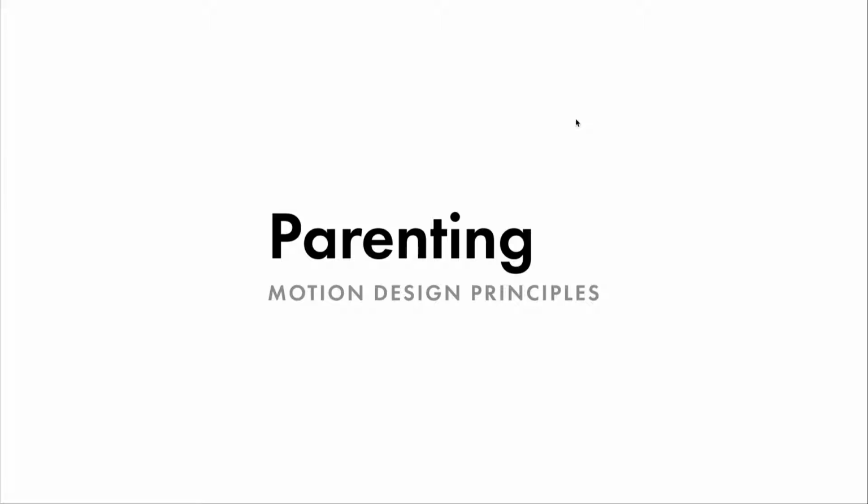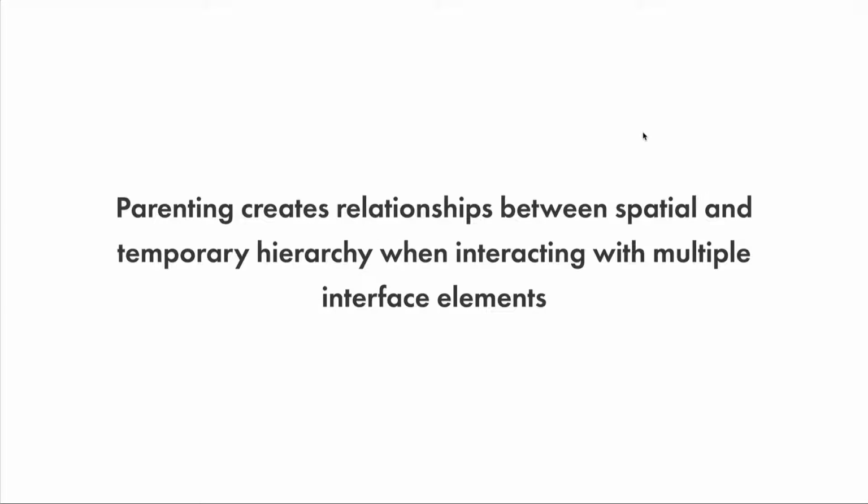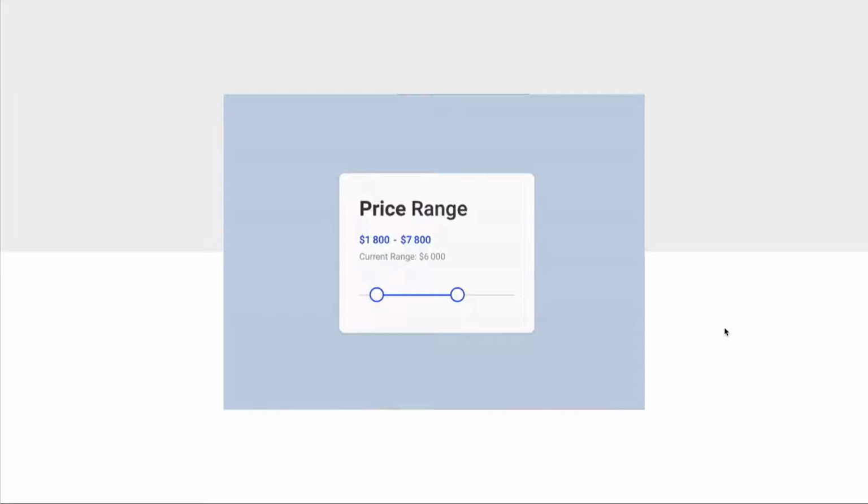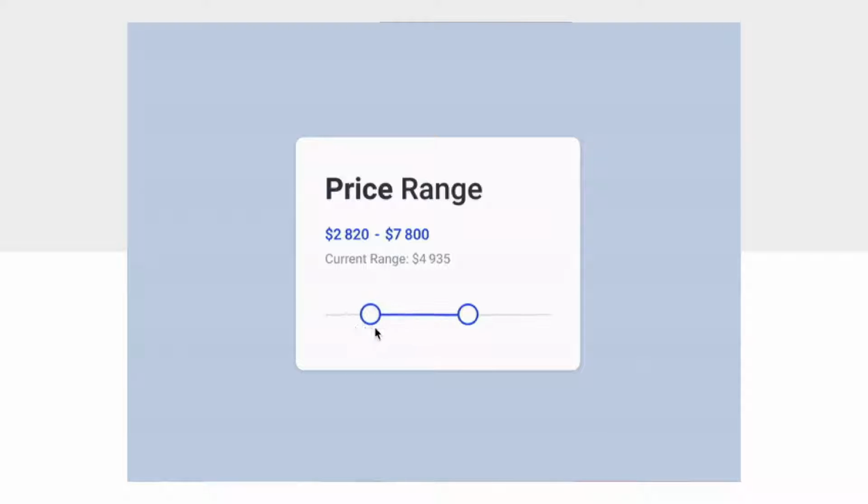So let's take a look at some examples so you can see what I'm trying to tell you about. So like I said, parenting creates those relationships between spatial and temporal hierarchy when interacting with multiple interface elements. So if we think about a user using this slider, we're seeing that kind of skeuomorphic behavior that we talked about before about why motion is so important. It creates these moments of delight and these moments of recognition.